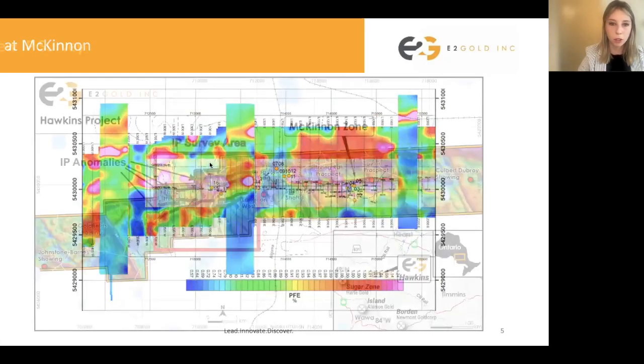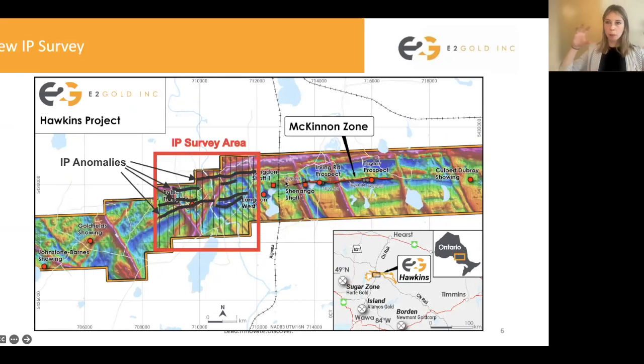Okay, so now what did we do to the west here? So we're stepping back again, bird's eye view down at the surface of the Earth. But now what we have is the central 15 kilometers with that airborne magnetic survey. We've got the McKinnon zone right here. And to the west in this red block is our IP survey area. And what did we learn from that? Well, what we saw were these black lines, which are associated with IP anomalies. Anomalies mean signals that we're interested in. And importantly, we can see especially these two here that really follow along strike of the McKinnon zone.